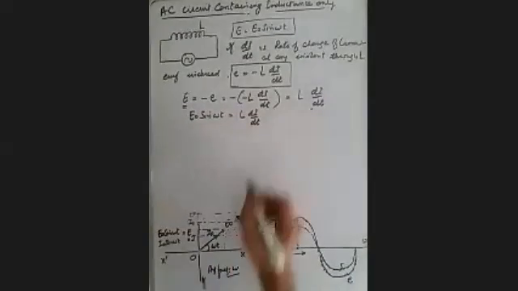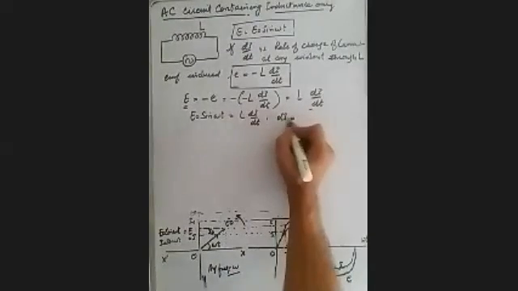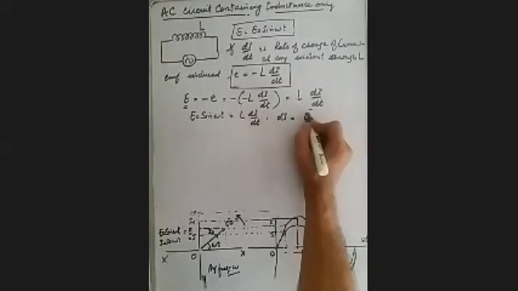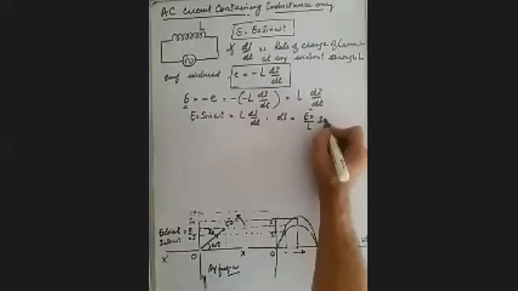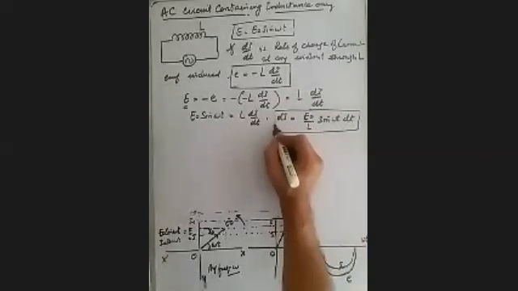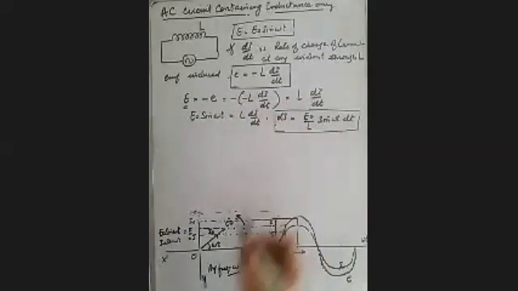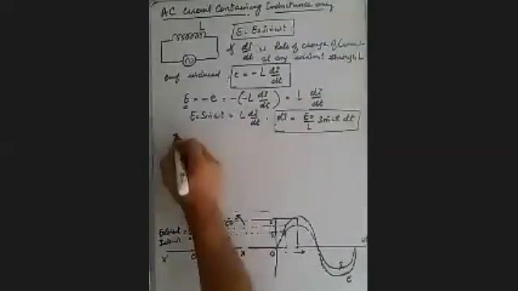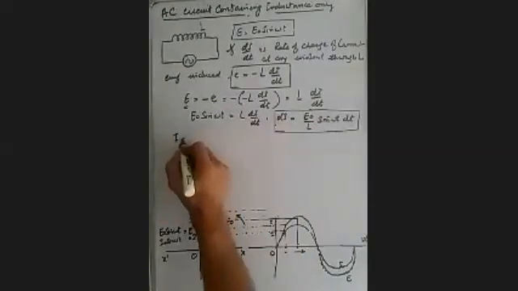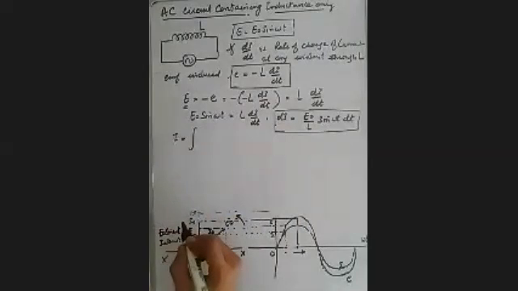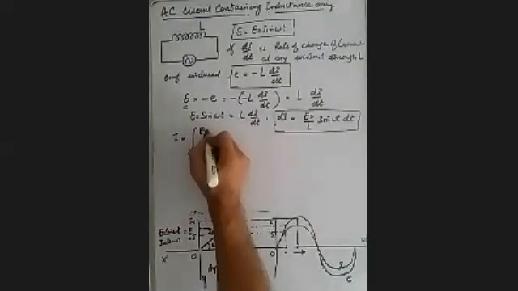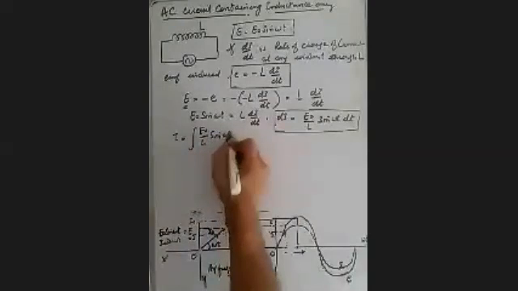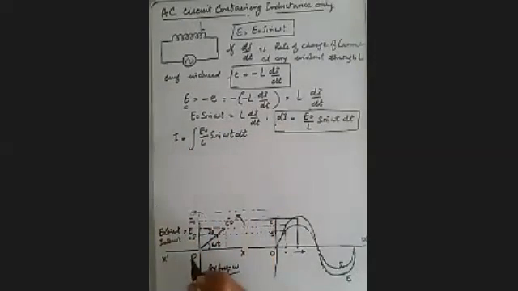Okay, so from this we can get di. So di will be equal to E naught divided by L sine omega t dt. So from these two relations, we get di is equal to E naught upon L sine omega t dt. Now let us find the value of I. So this is the change in I. Let us find out I by integrating E naught upon L sine omega t dt.